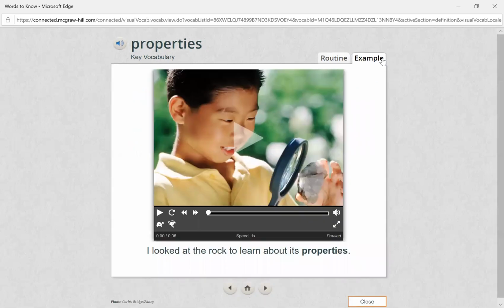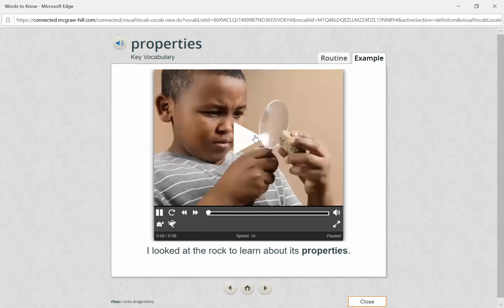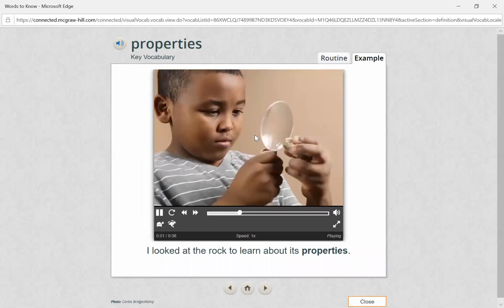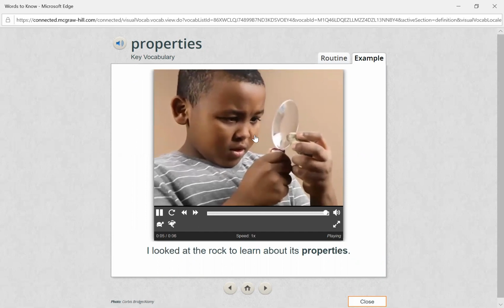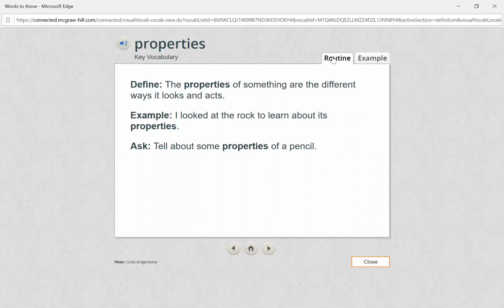All right, this is actually something that you're going to be doing in the next few weeks for science. Let's look at this little boy as he looks at the properties of a rock. Properties. The properties of something are the different ways it looks and acts. So remember, you can use your senses to think about the different properties of an object. How does it look? How does it feel? Does it have a smell to it?